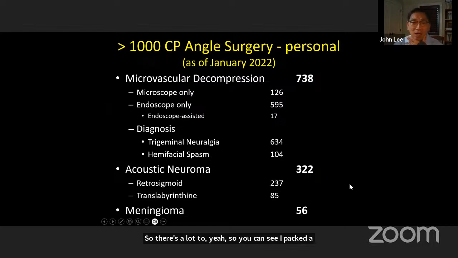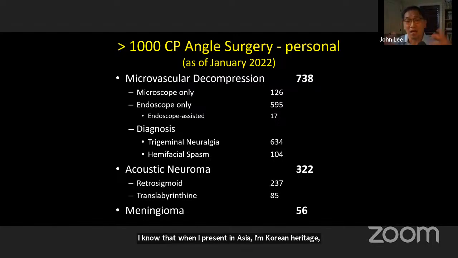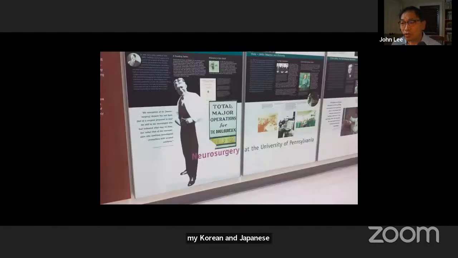So this is more than 2 years ago, not as quite as much experience as Dr. Segura, microscope, endoscope only. In this example, about 600 of them. And very similarly, mostly trigeminal neuralgia in the United States or in the East. I know that when I present in Asia, I'm Korean heritage. My Korean and Japanese colleagues have many more hemifacial spasms than me. So I'm also doing acoustics as well.